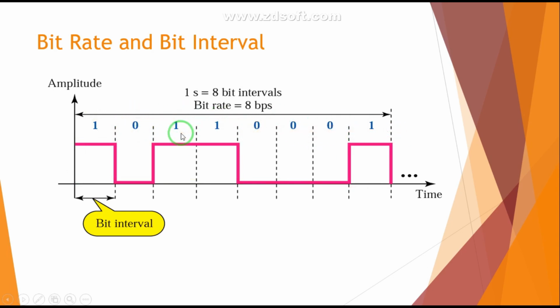What is bit interval? In 1 second, 8 bit intervals are there, right? So the duration of 1 bit is nothing but your bit interval. This is the total duration of 1 second. For 1 second, how many intervals are there? 8 intervals are there. So what is bit interval? It is the duration of each bit, the duration of 1 bit. That is your bit interval. And the number of bits transmitted per second is your bit rate.